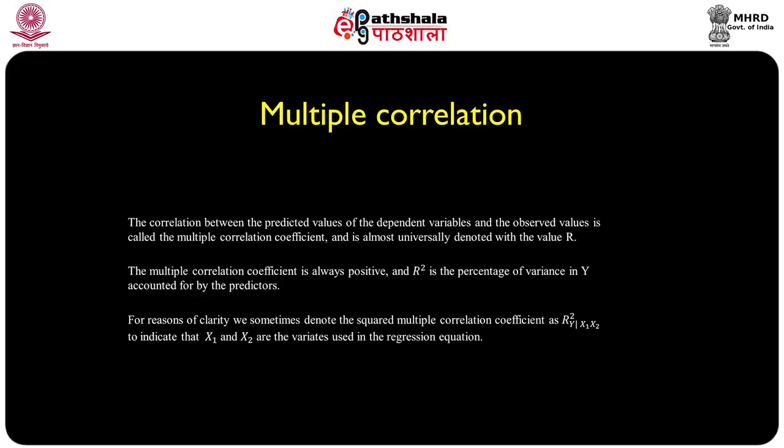The multiple correlation coefficient is always positive, and R square is the percentage of variance in y accounted for by the predictors. For reasons of clarity, however, we sometimes denote the squared multiple correlation coefficient as R square y given x1, x2, and this indicates that x1 and x2 are the variates used in the regression equation.